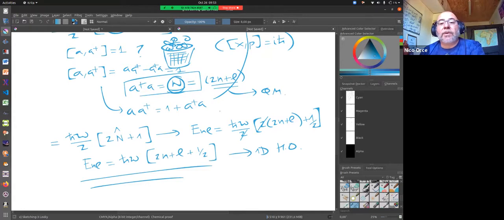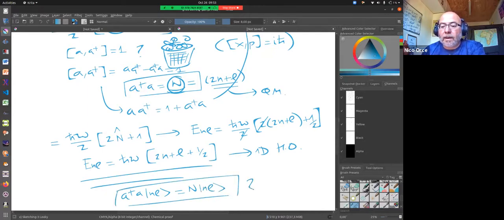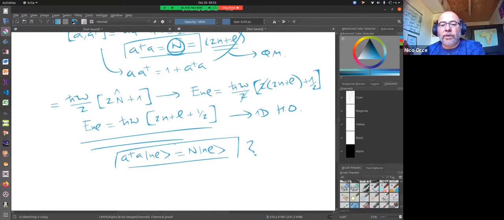This is something else that I want you to deduce, that a dagger a on a wave function is going to be equal to n L. So these are the mathematics that we need to deduce ourselves. This one, and also this one. These are the problems that I want you to calculate, so we know entirely what to do here.